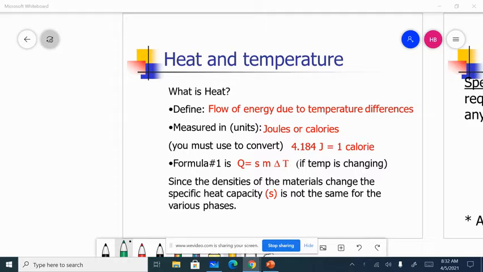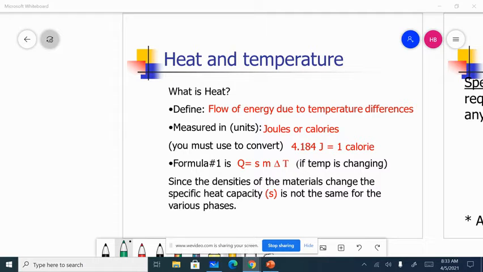So let's remind ourselves that when we're talking about heat, what we're talking about is the flow of energy due to temperature differences, and heat does not travel up. Heat travels from hot to cold. We measure it in joules or calories. There is a conversion factor right there. 4.184 joules is 1 calorie in case we need to convert.